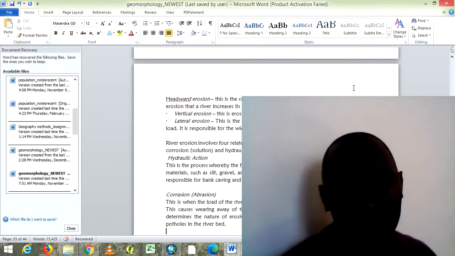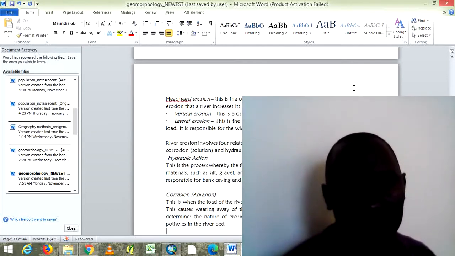The other process through which a river erodes is abrasion or corrosion. This is when the load of the river rubs against the bed and the sides of the river channel and causes the wearing away of the sides of the bed. And of course, this one definitely depends on the amount of the load, which will determine the nature of its erosive power and as well the rate of erosion.